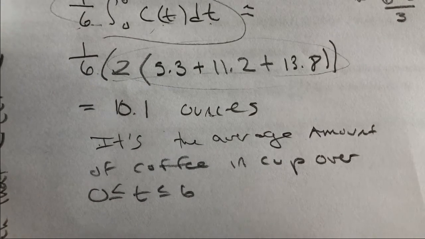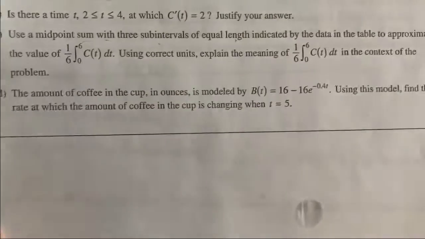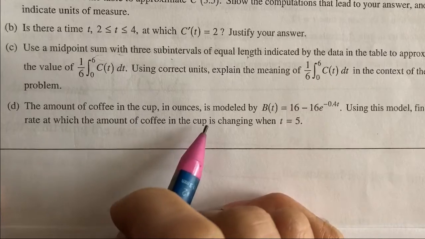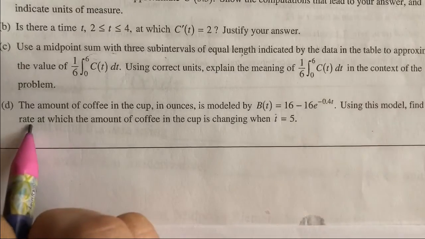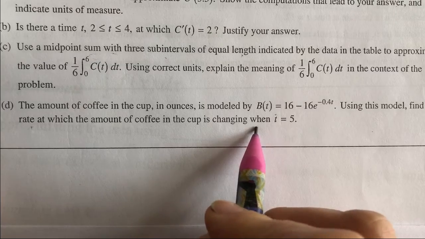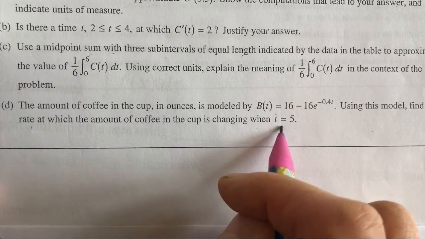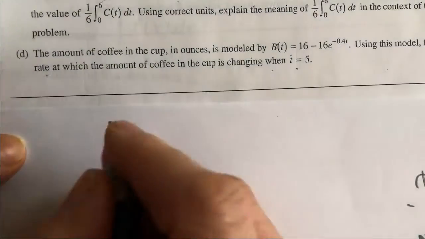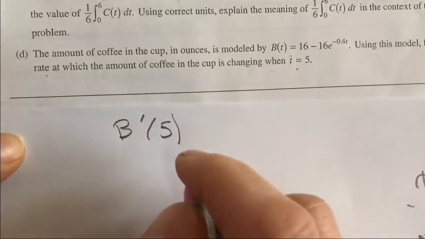All right. Now one more problem, and that's D. Let's take a look at D. Look at this, they come in with something weird at the end. The amount of coffee in the cup in ounces is modeled by some function. Here it is. Using this model, find the rate at which the amount of coffee in the cup is changing when t equals 5. Well, the rate of change of a function is just the derivative. So what they're really saying is find the derivative of that function when t equals 5.